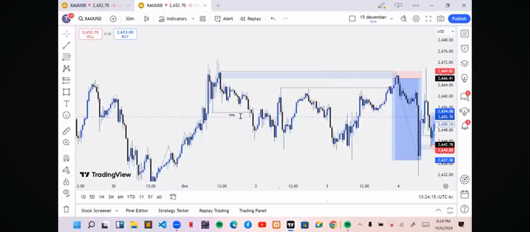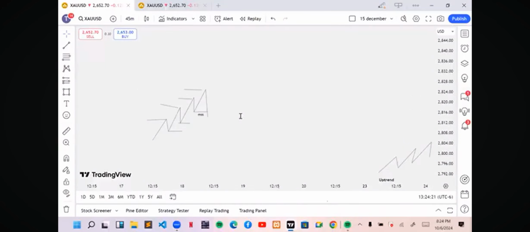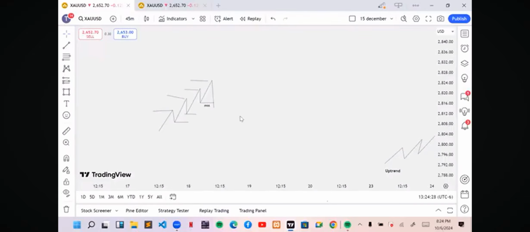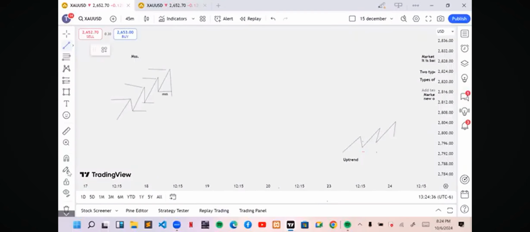So this is where the market structure shifts, same as what I marked out here. Market on an uptrend, higher highs, higher lows, higher highs, and then it broke the last low and made a lower low. This has already turned the market from a previous uptrend to a downtrend. That is market structure shift, same as the market being on a downtrend and turning bullish.